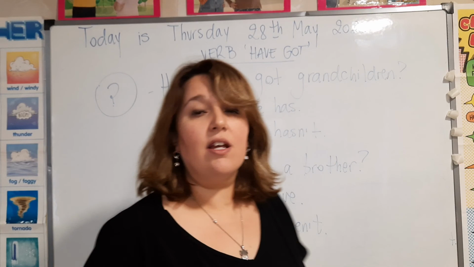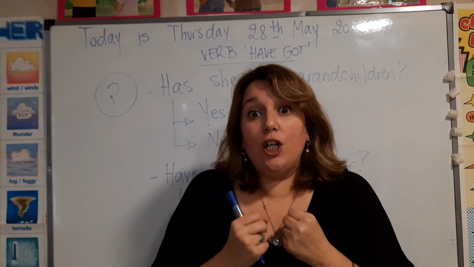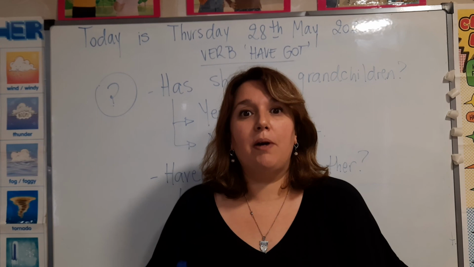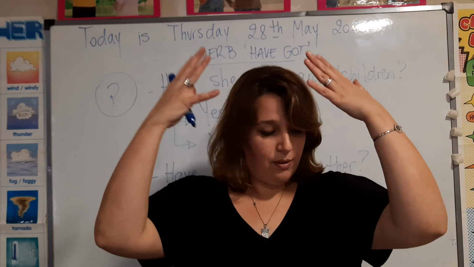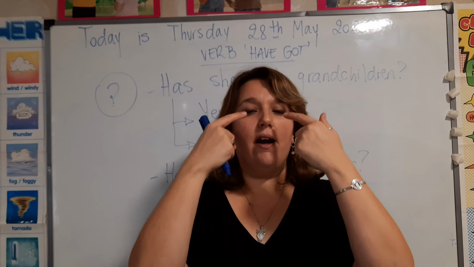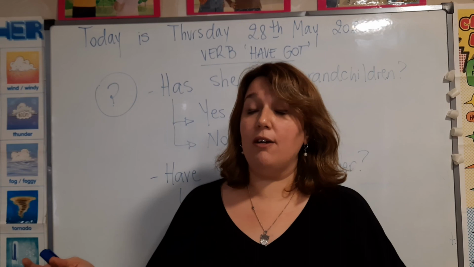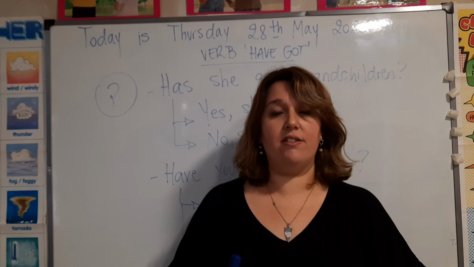We use the verb have got to talk about possessions, to talk about family, and to talk about the body, your hair, your eyes. You can also talk about animals. You can say, a giraffe has got long hair. So, this is all for today. The verb have got is very easy.